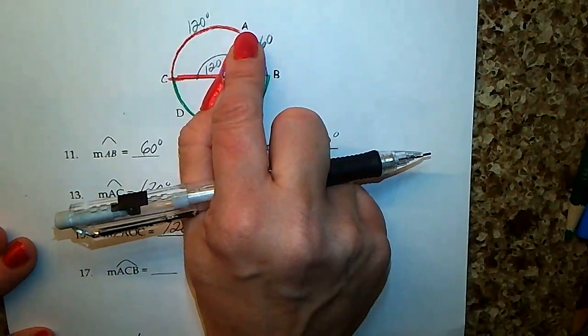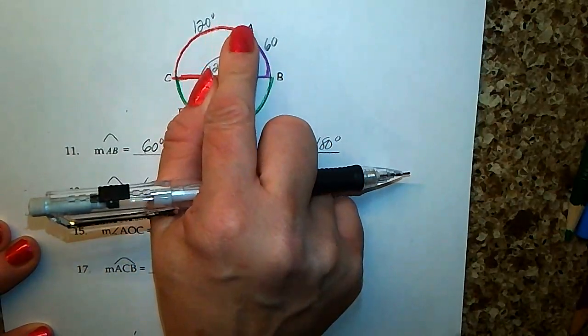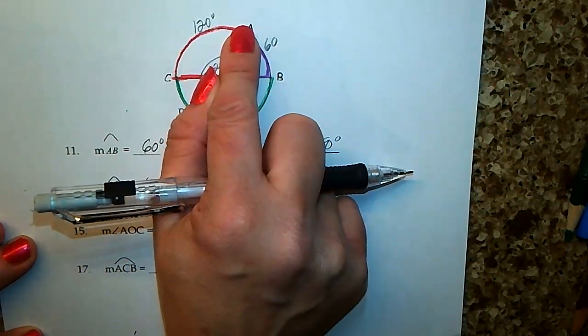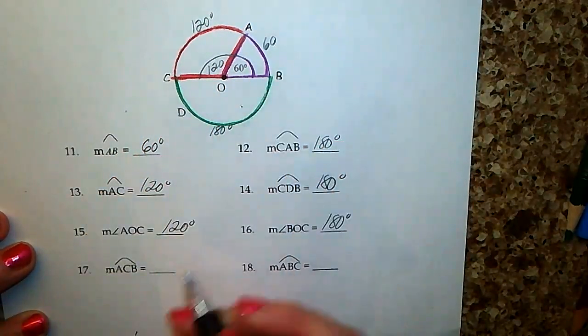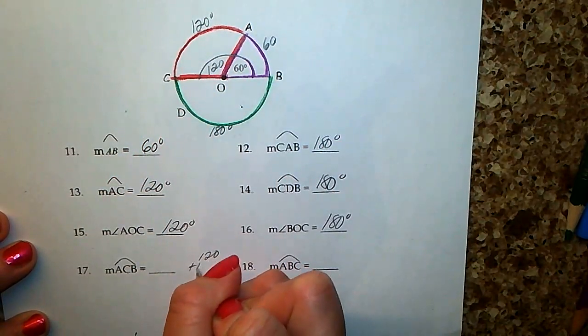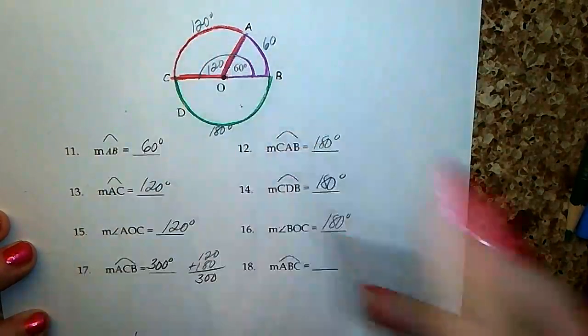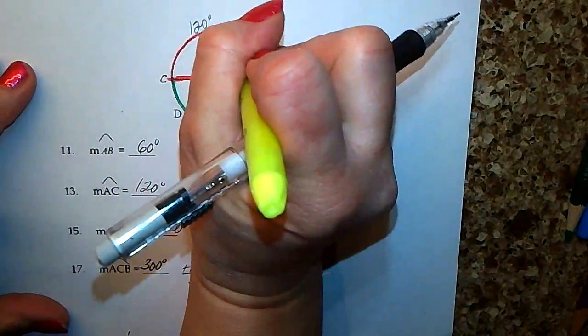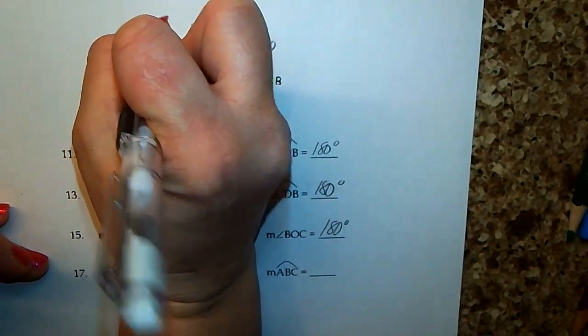So we have to start at A, go all the way around to C, and all the way around to B. So basically, we've got to add some arcs together. This is going to take us into our arc addition postulate. We're going to add the 120 plus the 180 to get that. So 120 plus 180 is going to give us 300. So that big arc that starts here and goes all the way around to here is a 300-degree arc.